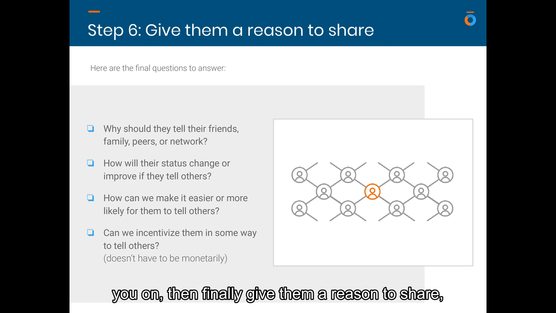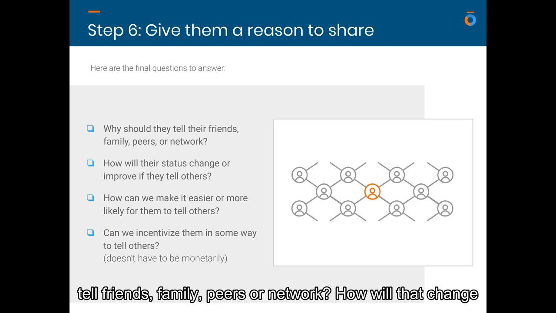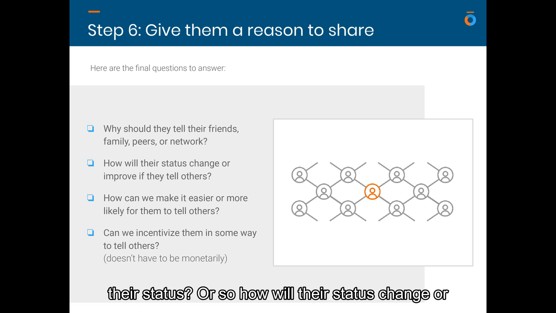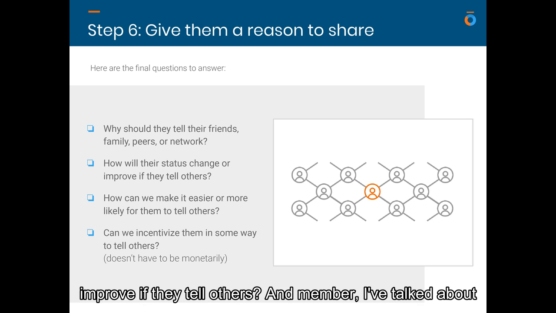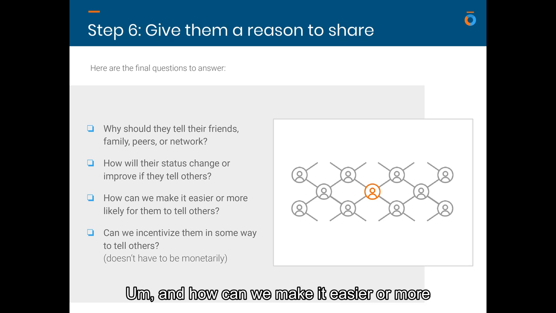And then finally, give them a reason to share. So here are the final questions to answer. Why should they tell friends, family, peers, or network? How will that change their status? So how will their status change or improve if they tell others? And remember, I've talked about status a few times here. Status is very, very important. And how can we make it easier or more likely for them to tell others?